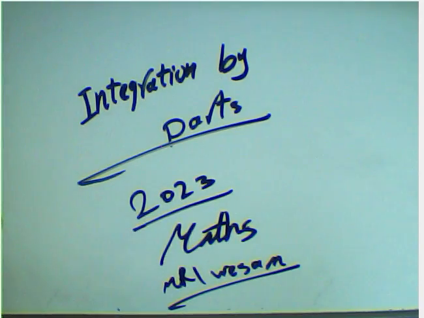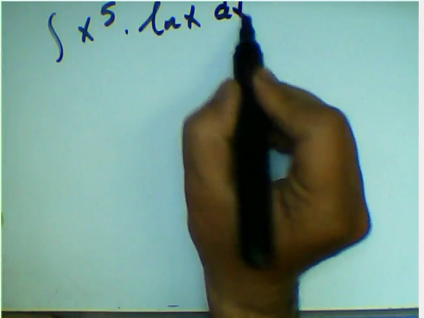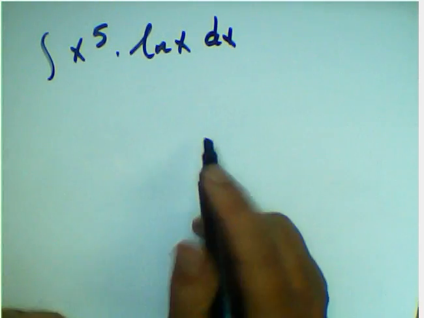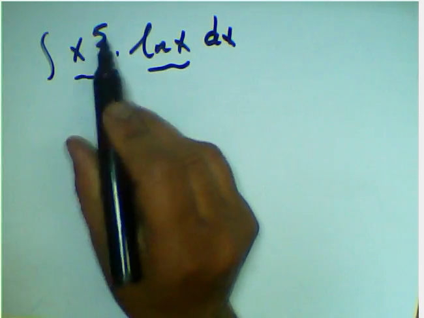Today we will talk about integration by parts, solving all the questions about integration by parts from the Al-Mu'asir book. Let's start with a revision. Look with me at this question: the integration of x power 5 multiplied by ln of x dx. We have ln of x and x power 5 here.